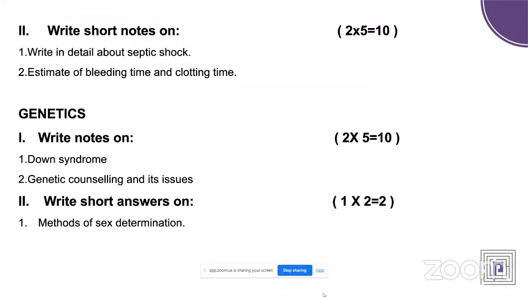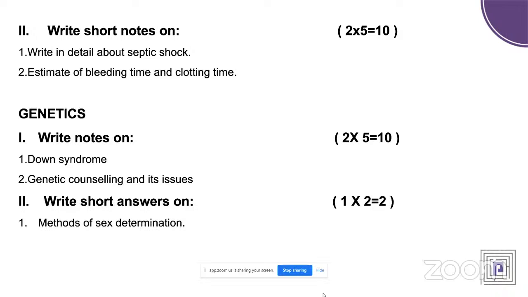So the next question will be septic shock. It can be asked as an essay also. So you should be prepared if they ask questions like what is the pathogenesis of septic shock, what are the consequences of septic shock, in detail like an essay also, but here it is asked as a short note.